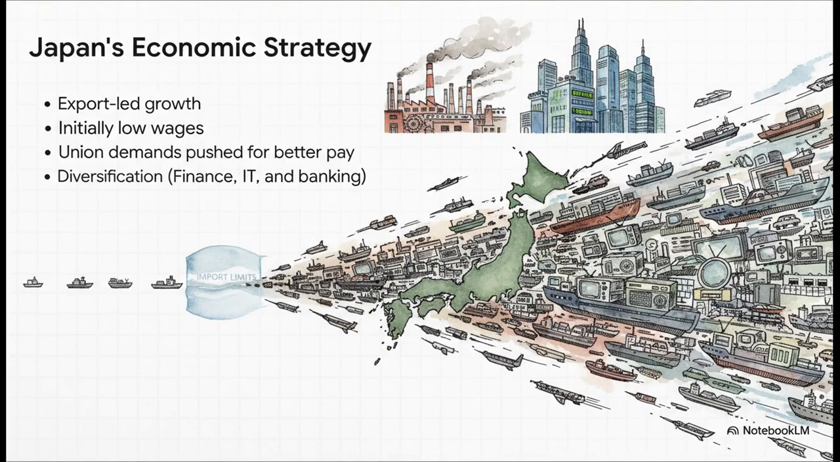Japan, on the other hand, took a different path, what some people call a mercantilist approach. The strategy was really simple but incredibly powerful. Sell as much stuff as you can to the rest of the world and buy as little as possible from them. This export-first mentality fueled an absolutely incredible economic boom. And over time, Japan also branched out into those knowledge sectors like finance and IT.